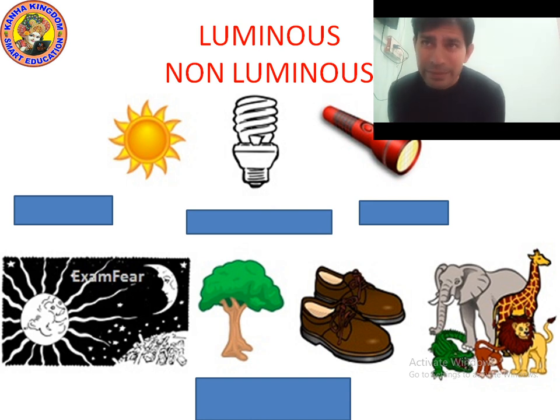It's very easy, and you can see the picture of a CFL. CFL is actually a luminous. Okay, and you can see the torch. It is also a luminous. So these are the examples of luminous and non-luminous.